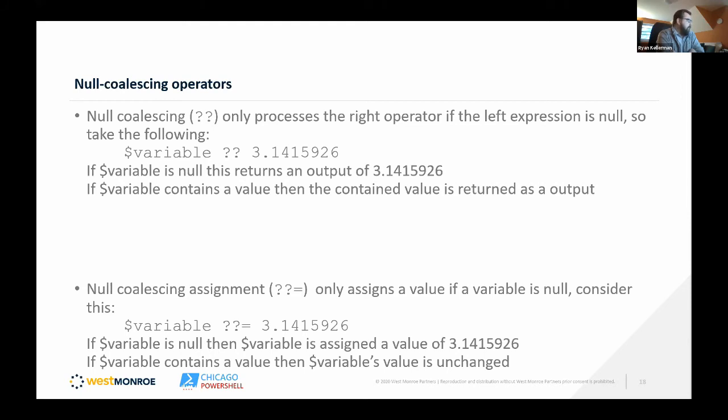So again, I have my $variable, ??=, and then 3.1415926. If the variable is null, then in this scenario the variable is going to be assigned the value of 3.1415926. Nothing will be output to screen. Your variable will now contain that value. If the variable contains a value, then the variable's value is unchanged, so nothing basically happens. So it's just a nice way of handling null conditions in your variables when you're writing code.